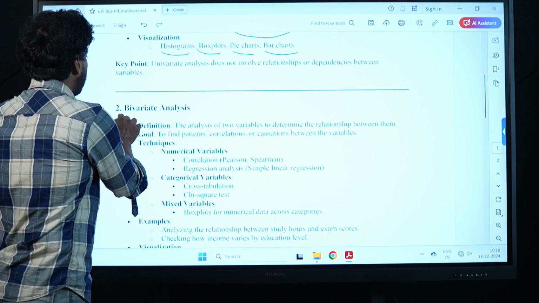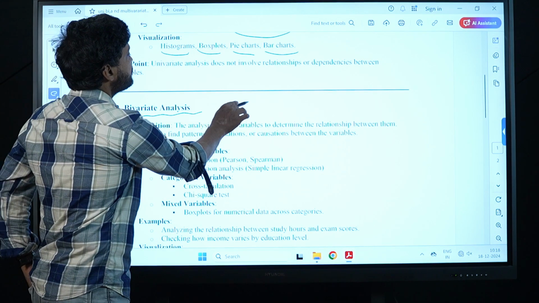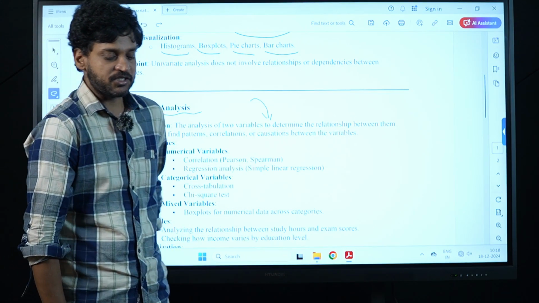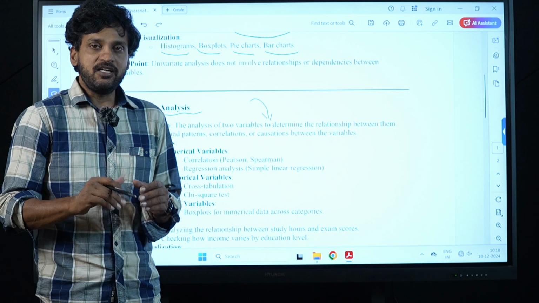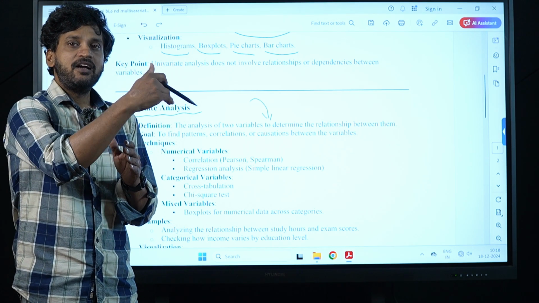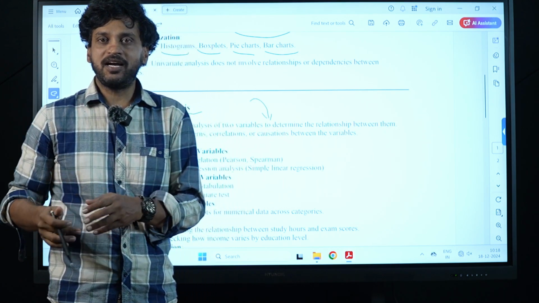The next thing is bivariate analysis. What is bivariate analysis? The analysis of two variables to determine the relationship between them is called bivariate analysis. In bivariate analysis, in addition to the single variable, we identify the other affecting variable, or being affected variable, with respect to the current variable.